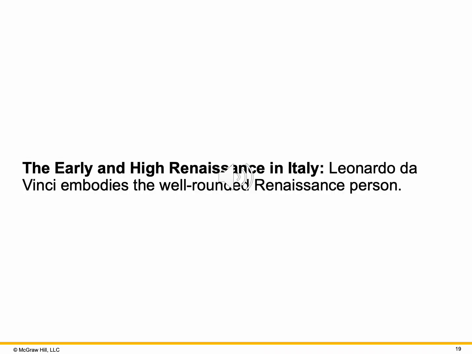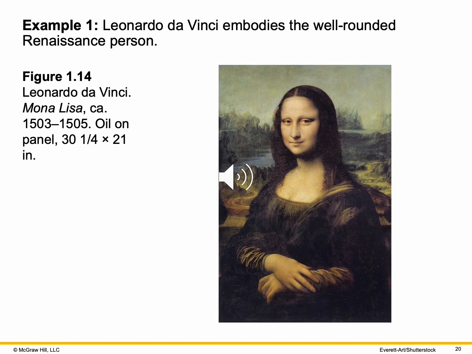The early and high Renaissance in Italy. Leonardo da Vinci embodies the well-rounded Renaissance person. The term Renaissance man is applied to someone who is very well informed about or very good at doing many different, often quite unrelated things.